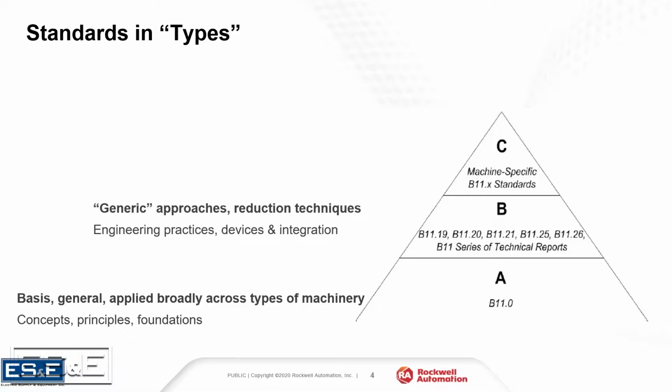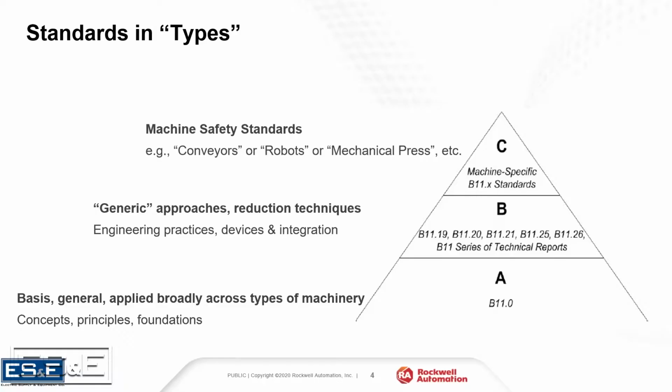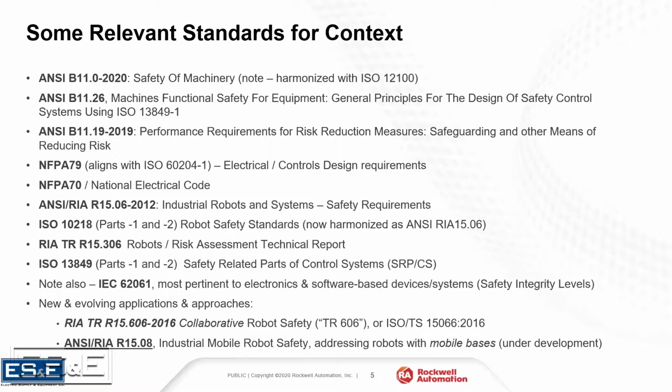And then the B type standards are more to some specifics around engineering approaches, like applying performance levels and categories. And then the C type standards are more specific to a type of machinery, such as a robot or a press, et cetera. So just a quick flip through. Some of these things are kind of new and developing and evolving. This last one listed is around industrial mobile robots. So things like maybe an articulated arm on top of a moving autonomous or other guided type system.